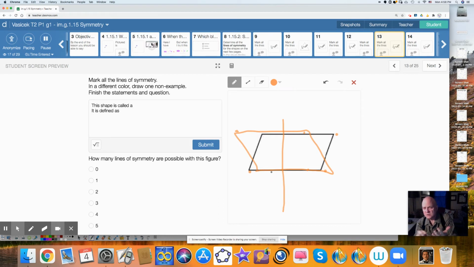The only parallelograms with lines of symmetry are squares and rhombuses, or their children, which is a square, a rectangle, and a rhombus have lines of symmetry. Those are the only parallelograms with lines of symmetry.